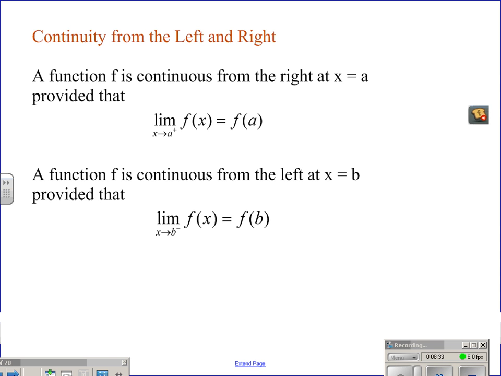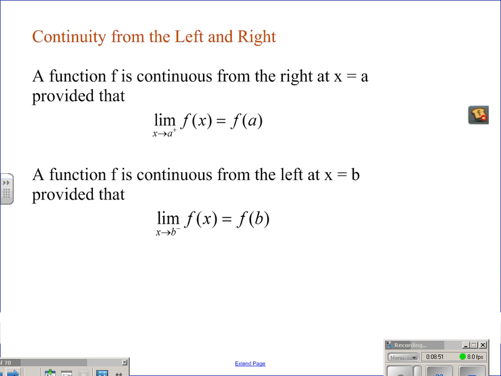So let's talk about the continuity from the left and the right. A function is going to be continuous at the right at x equals a if the limit of f of x as x approaches a from the right-hand side is equal to f of a, and a function is continuous from the left-hand side at x equals b if the limit of f of x as x approaches b from the left-hand side is f of b.